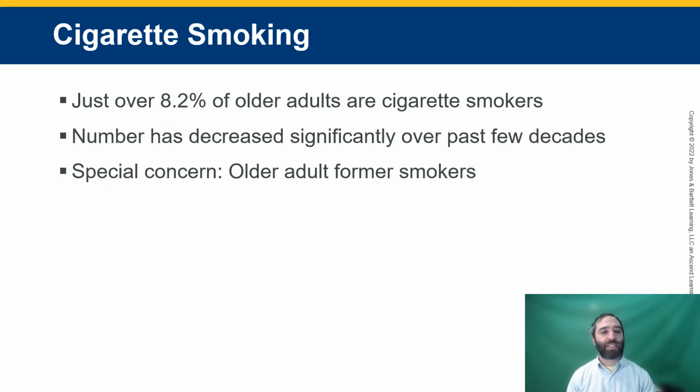All right, looking at cigarettes. Just over 8% of older adults are cigarette smokers, and this has come down significantly over the past few decades. Of special concern are older adults who are not currently smoking, but maybe have in the past, and that puts them at higher risk for things like chronic lower respiratory disease.